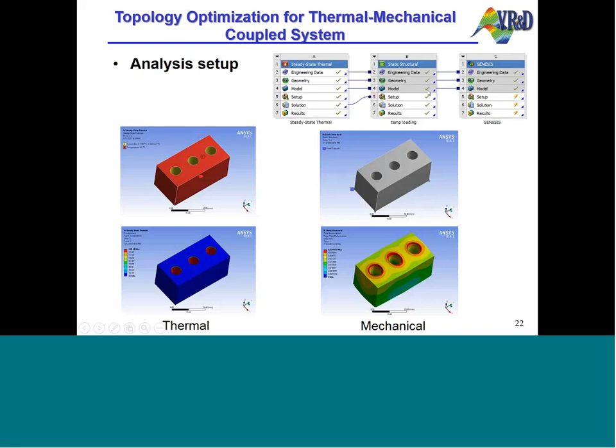With topology, you can apply it to thermal analysis. You can also apply it to the thermal mechanical coupled system. In this example, we have the steady state thermal, where it has convection on these three cylindrical surfaces, and it has temperature on the external surface. And we imported the temperature from the thermal analysis to static analysis, and this is the deformation of the structure.